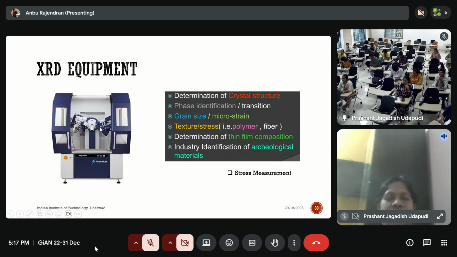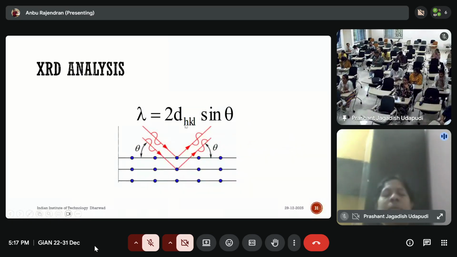The machine will only give the two theta values. I think everyone must be aware XRD works on the principle of Bragg's law. So you know Bragg's law, n lambda equals 2d sine theta. Whichever incident beams fulfill Bragg's law will diffract. These diffracted beams will be collected by the machine, and from that the theta value will be given.